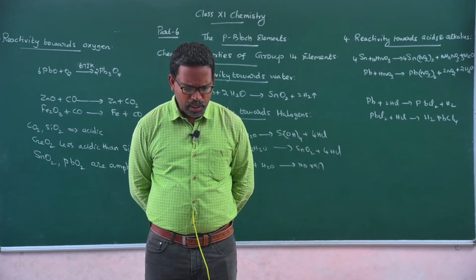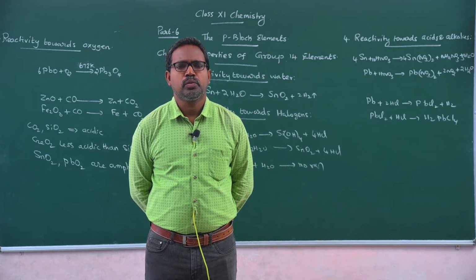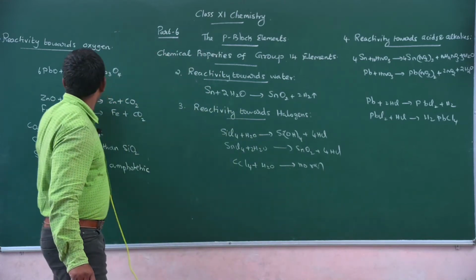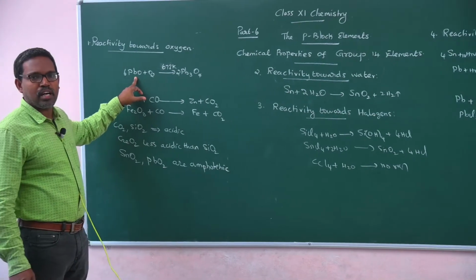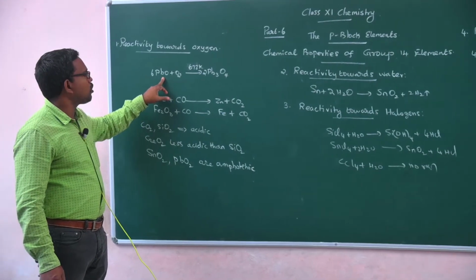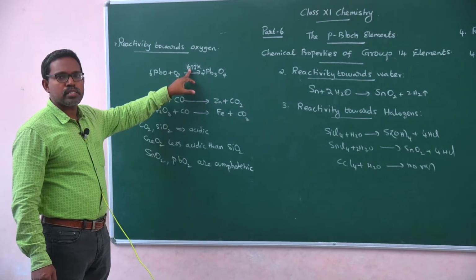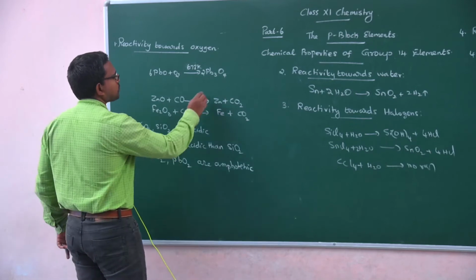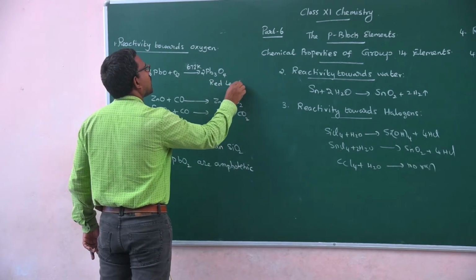The monooxides readily react with oxygen to form complex compounds, especially lead monooxide. This lead monooxide is called litharge. This lead monooxide reacts with oxygen at a temperature of 673 Kelvin. It gives red lead. The name of the compound is red lead.